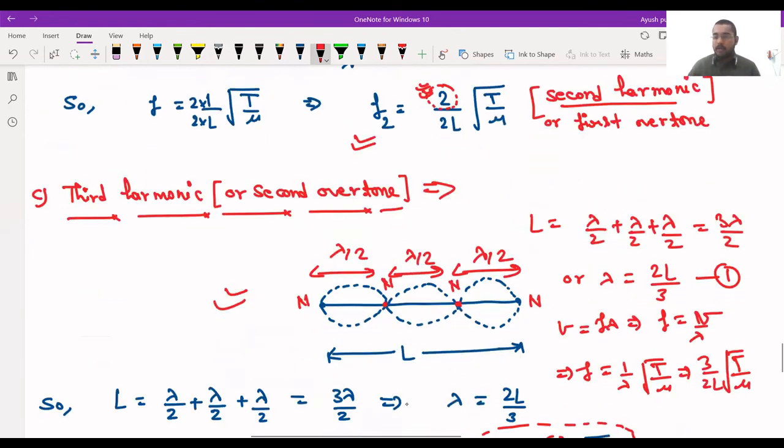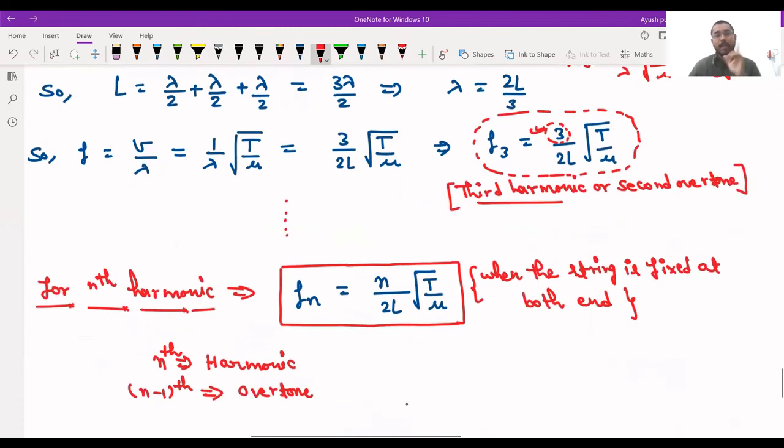Okay. Now if I have to write the general formula, for the nth harmonic: for the third harmonic I was getting 3, for the second harmonic I was getting 2, for the first harmonic I was getting 1. So for the nth harmonic, I have to put n here. All the other terms in the formula will be the same, means 2L will be in the denominator, and root T upon mu will also be present. And this formula is very, very important. I am star marking this formula. Just remember this formula. If you remember it, you can easily calculate which harmonic or which overtone it is.